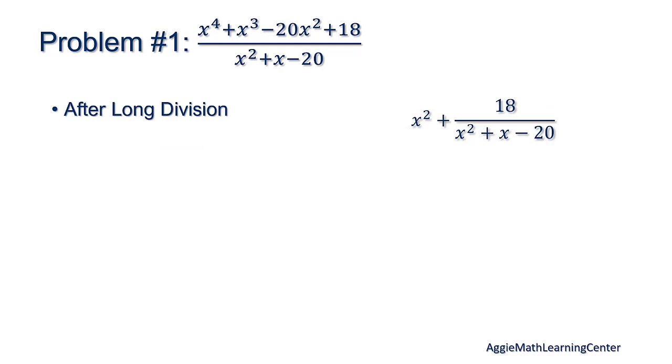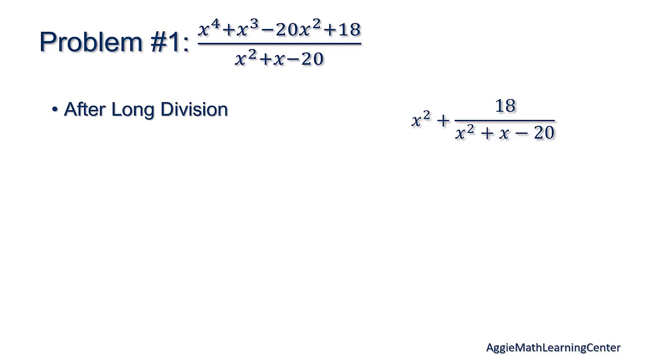From this we know that we can pull out x squared from the fraction, which will give us the following new expression: x squared plus 18 divided by x squared plus x minus 20. Now we have a numerator with a lower degree than the denominator and can proceed with partial fraction decomposition.